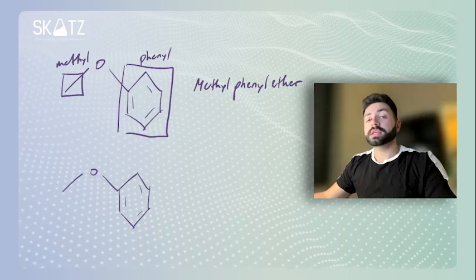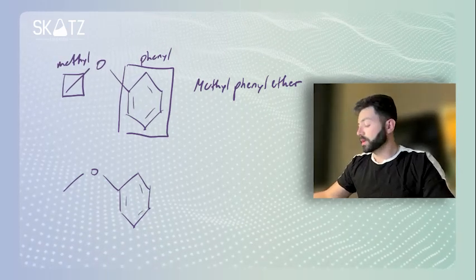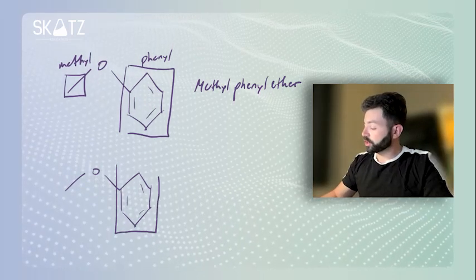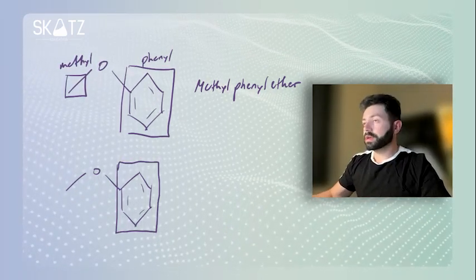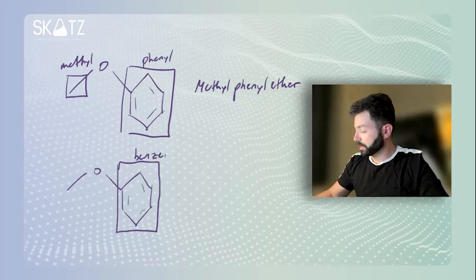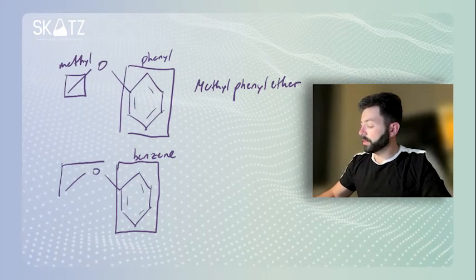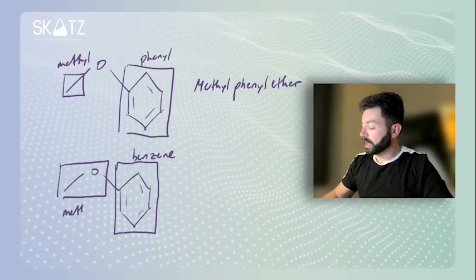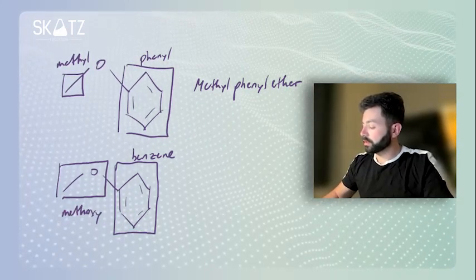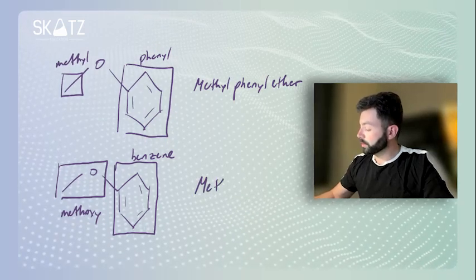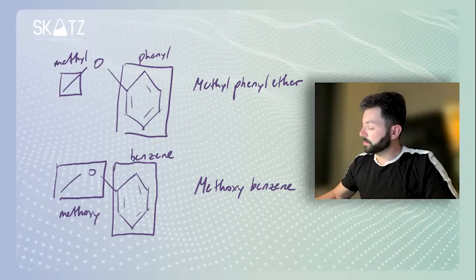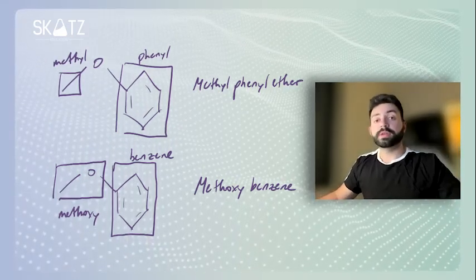To name this compound using the systematic naming system, we have to first identify the parent chain. In this case, the parent chain is this benzene ring right here. And so we're going to name it as benzene as such. And then we name the alkoxy substituent to the left. Here it is a methoxy substituent. And so we're going to name this methoxybenzene. And this is how you name ethers.